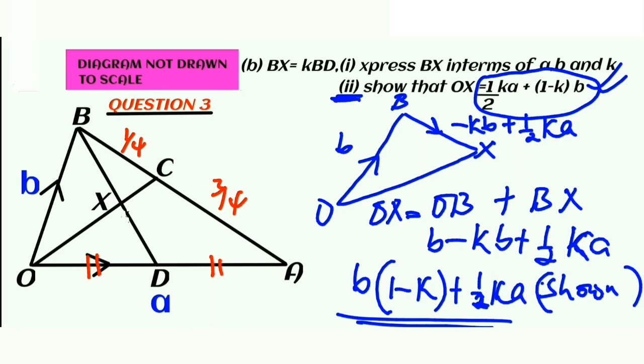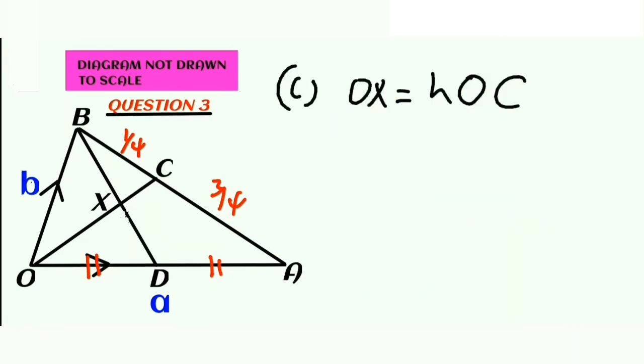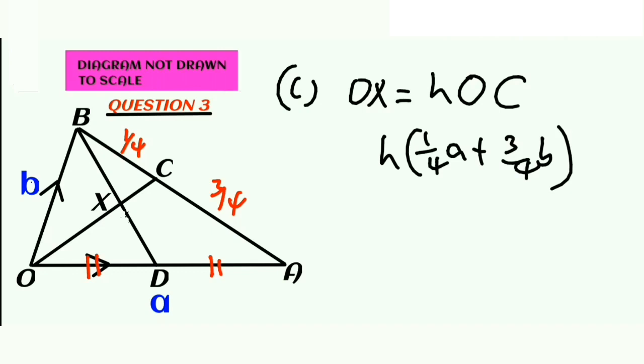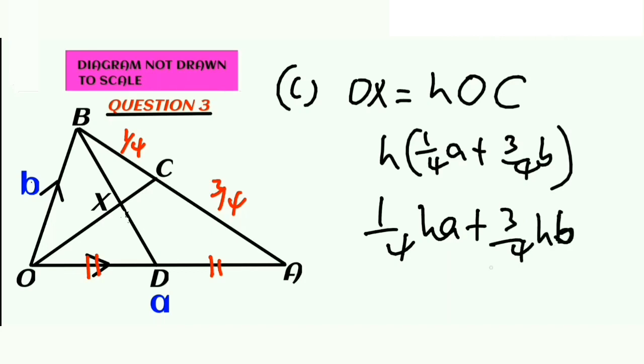Okay, so next question. OX equals H OC, so equals H, open bracket, OC from A part 4. OC from A part 4 equals quarter A plus 3/4 B. Then we have to remove the bracket, equals quarter HA plus 3/4 HB. So this is the value for OX.